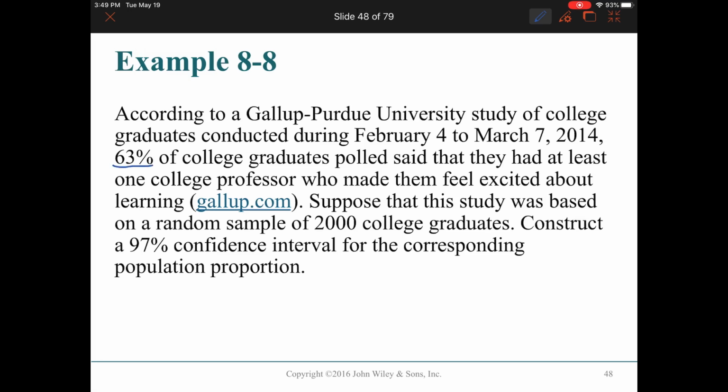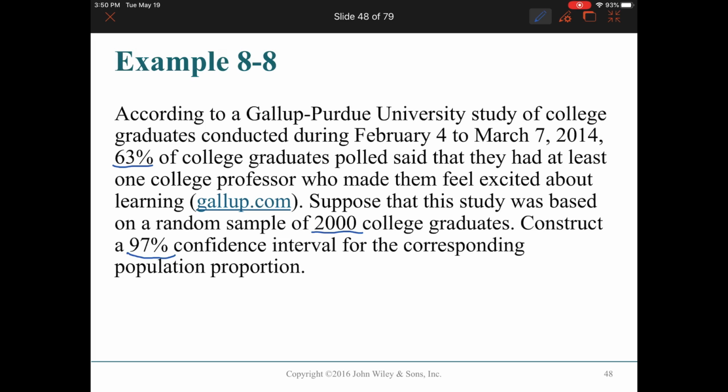Okay, another example. According to a Gallup study of college graduates conducted a few years ago, 63% of college graduates polled said they had at least one college professor who made them feel excited about learning. Wow, that's surprising to me because that means maybe 37% never had a professor that made them feel excited about learning. Now, I'm not going to say that I'm the one that does that to you. I hope I am, but to have 37% of college graduates who never had a teacher inspire them, wow, gosh, I hope, well, that's enough said about that.